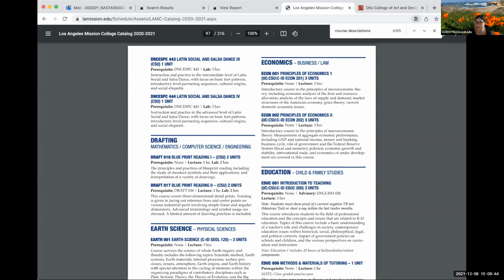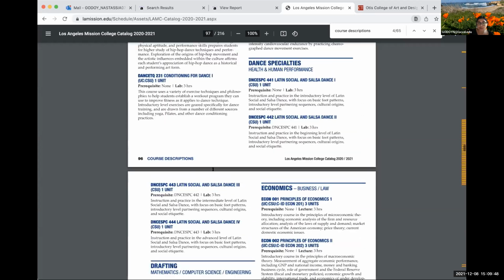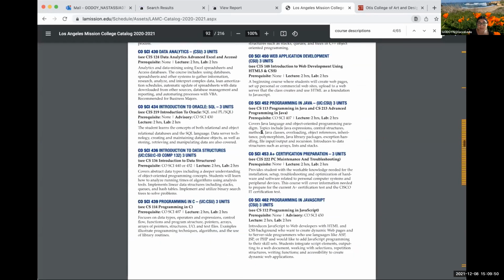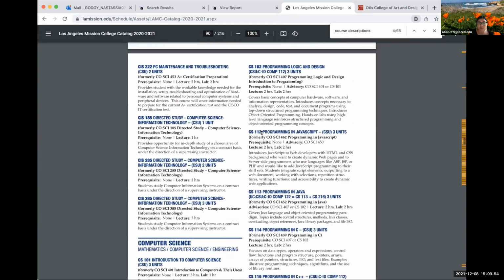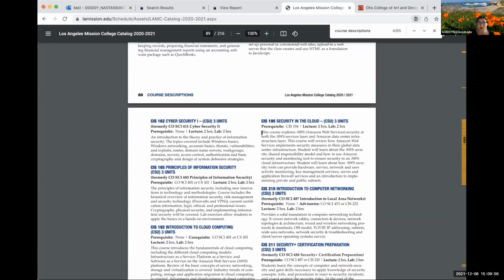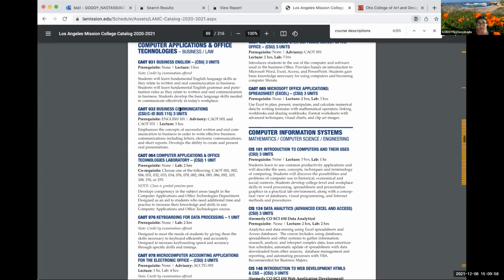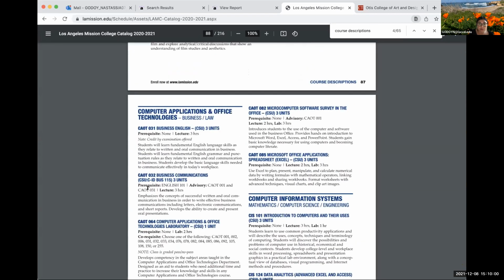It's not like accounting. My next classes are CAOT 32, so I need to go back up to the C's. And it's all alphabetical. So CAOT 32 here. Okay, so prerequisite: English 101. That means I have to take my English 101 before I can get into CAOT 32.